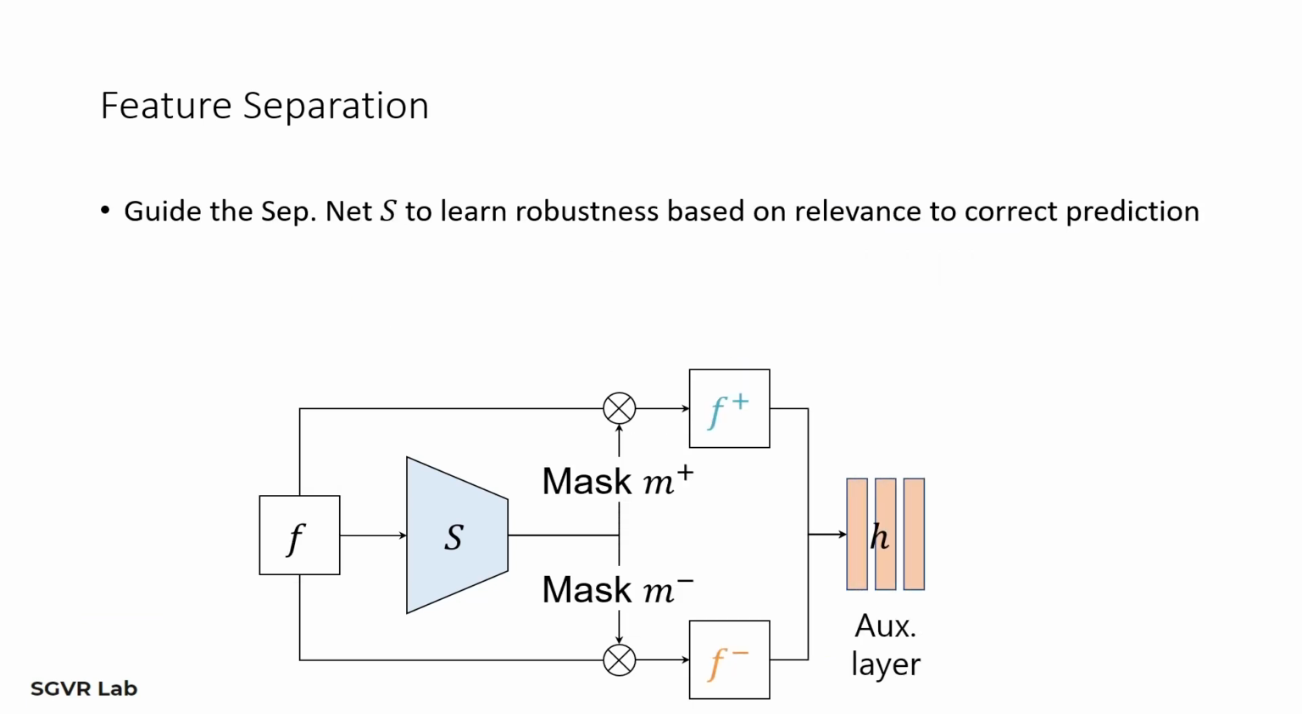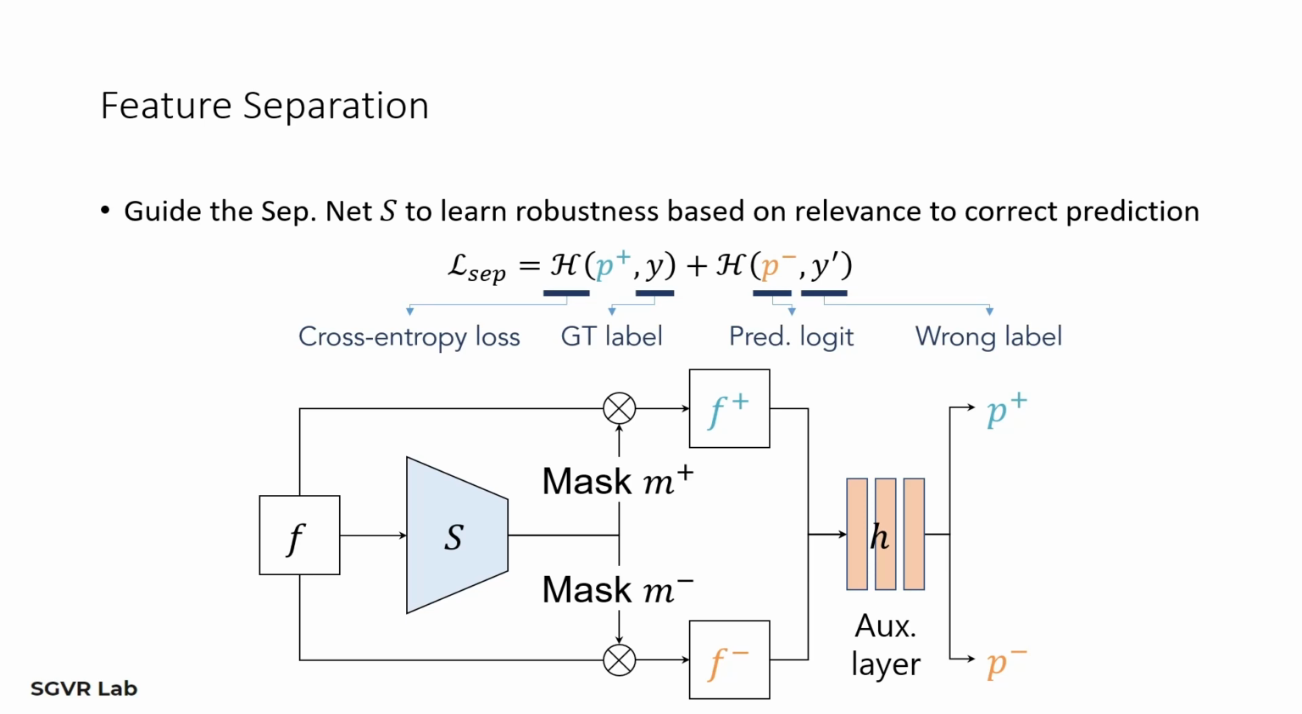In order to train the separation net to generate correct masks based on the feature robustness, we attach an auxiliary classifier after the two features F+ and F-. Based on each of their output prediction losses P+ and P-, we designed the separation loss. The separation loss encourages the positive mask to emphasize activations responsible for correct predictions, and the negative mask to emphasize activations responsible for wrong predictions.